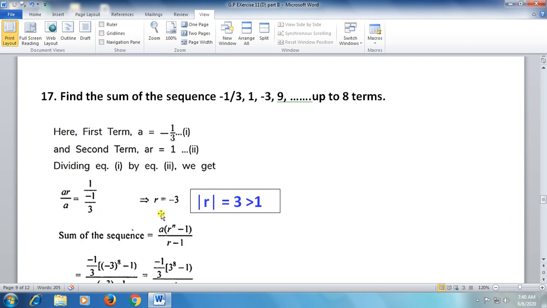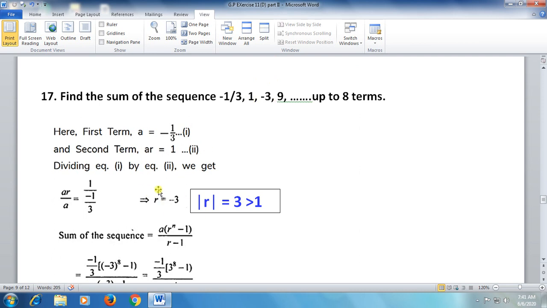Question number 17. Find the sum of the sequence minus 1 by 3, 1, minus 3, 9 up to 8 terms. That means we have to find S8, the sum of 8 terms. As I told you, in this problem it is not mentioned whether it belongs to AP or GP. So let us find out first. See, the first term is minus 1 by 3. If we calculate the common ratio, it is minus 3. So similarly, calculate the common ratio between the third and second term.